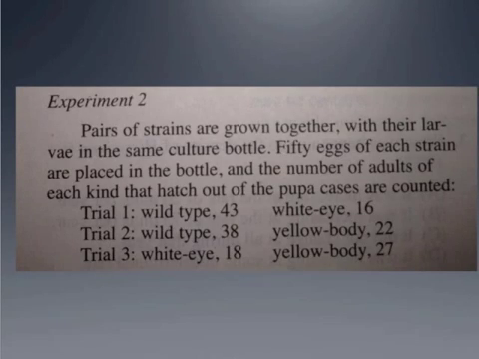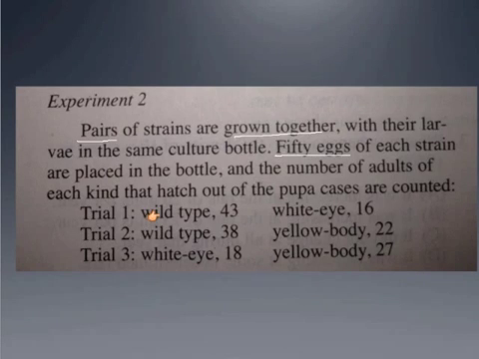So I'm told to go to experiment 2. Pairs of strains are grown together with larvae in the same culture bottle. They started out with 50 eggs of each strain. They placed it in a bottle, and the number of adults of each kind hatched out. I'm going to spend a little bit of time trying to understand what this whole thing is about. There are 3 trials, trial 1, 2, and 3.